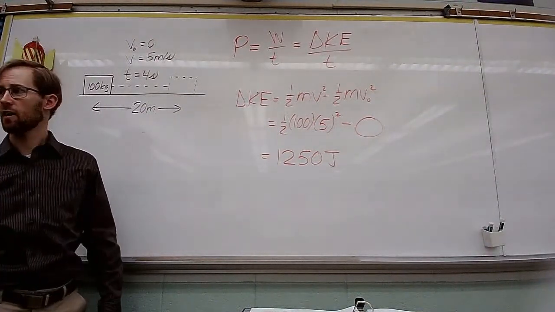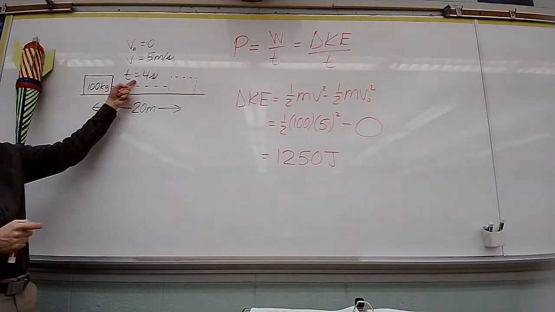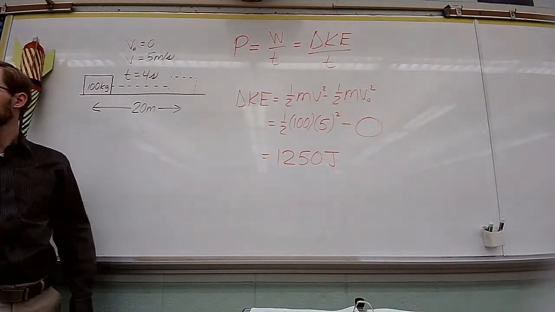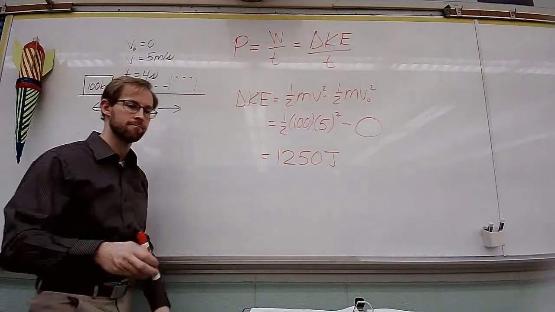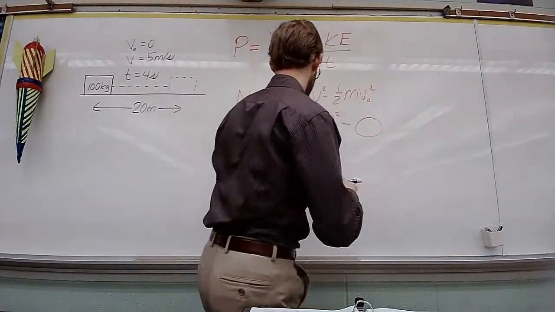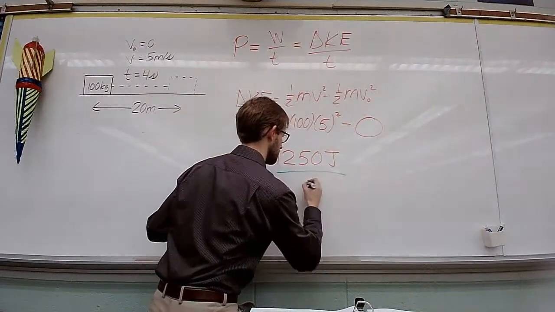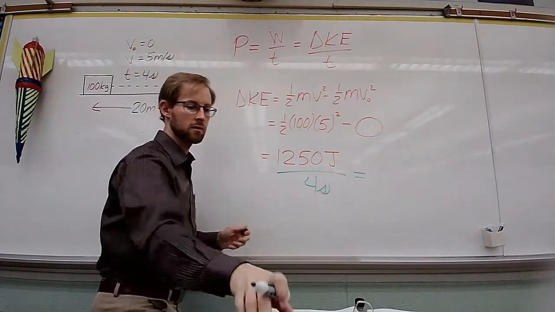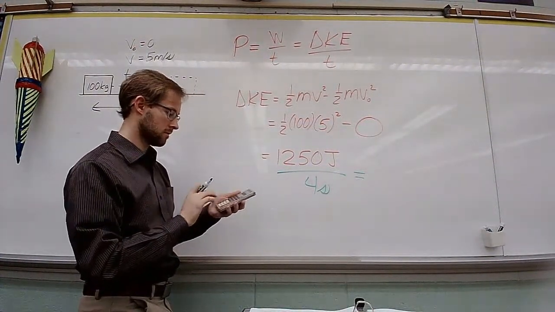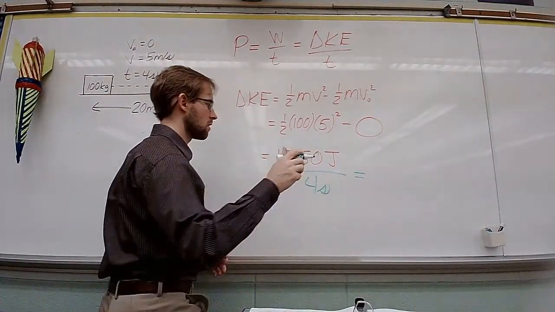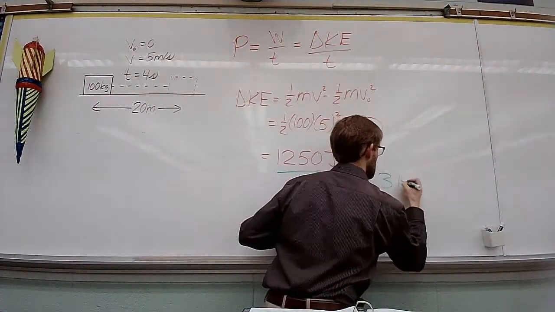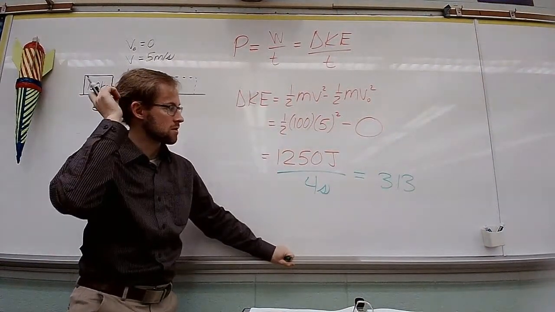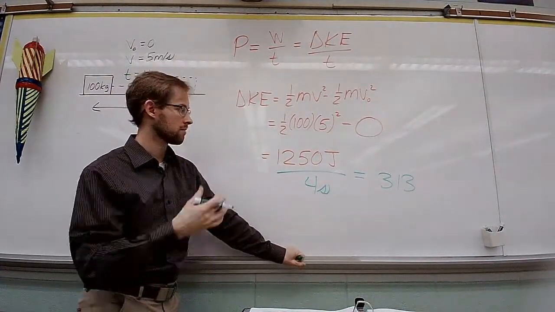And we're pretty much there now. It tells us exactly how long it takes for us to move this object from left to right. And so all we do then is divide our change in energy by the time. And that gives us the amount of power. And 3 digits would be 313. It would come out to 312.5, whatever.